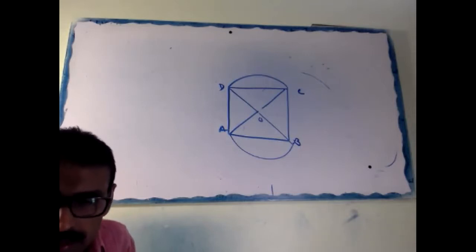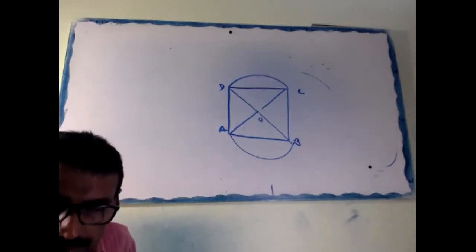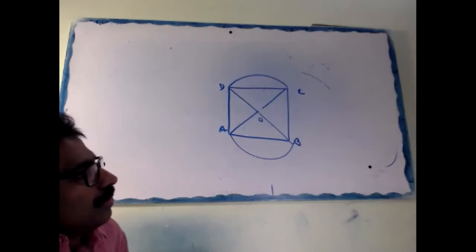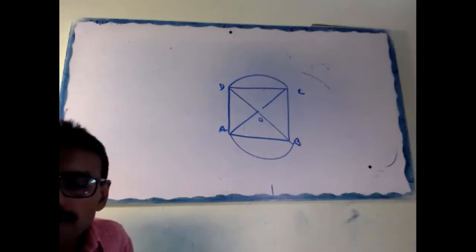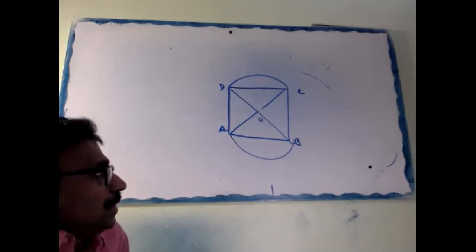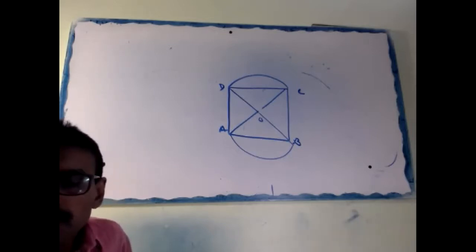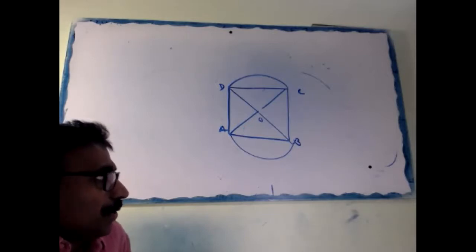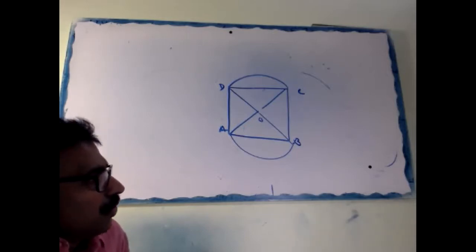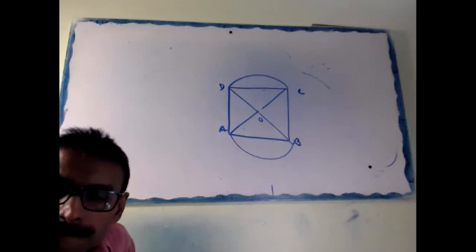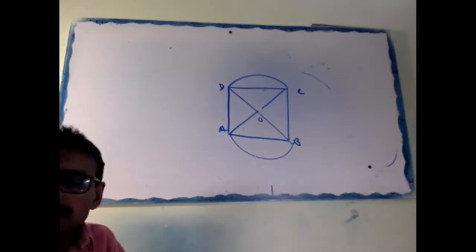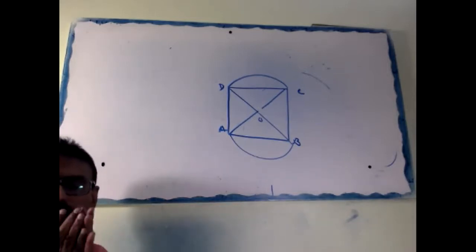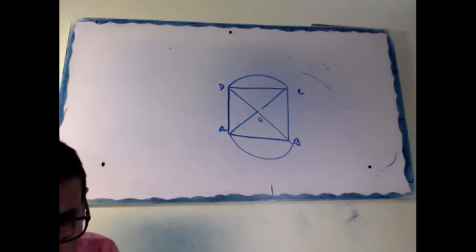Okay, that is right. Now next line. AB equal to BC equal to CD equal to DA, comma, AC equal to DB. Then OA equal to OC equal to OB equal to OD. And AC perpendicular to DB. Okay, clear now? Up to here, okay?